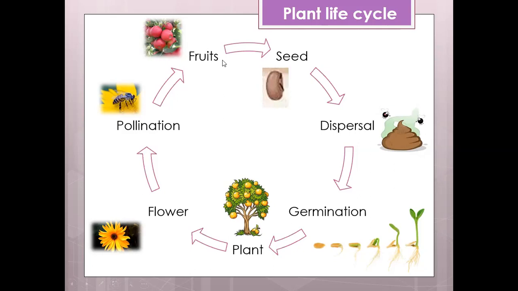Okay, and then the cycle will start again. So this is called the life cycle of the plant: how the plant germinates, how it grows, and then how it reproduces.